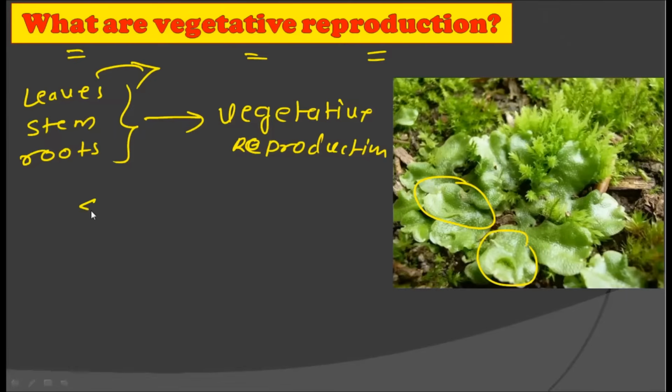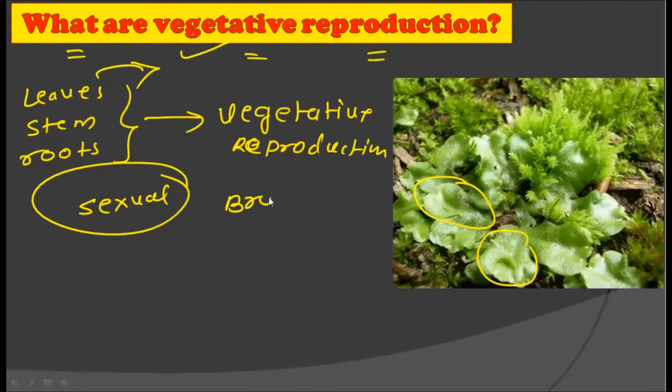That is, there is no involvement of the sexual organs in vegetative reproduction. So, in bryophytes as well, the vegetative reproduction occurs with the help of the thallus, sometimes from the rhizoids, or sometimes from special structures like gemma cups.